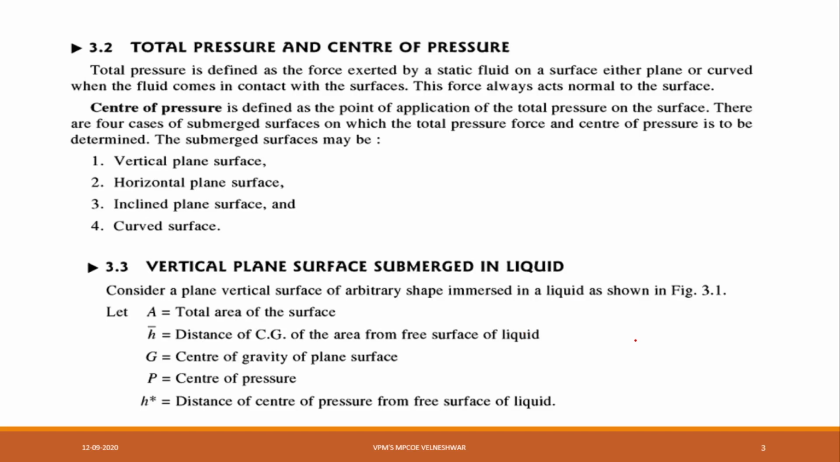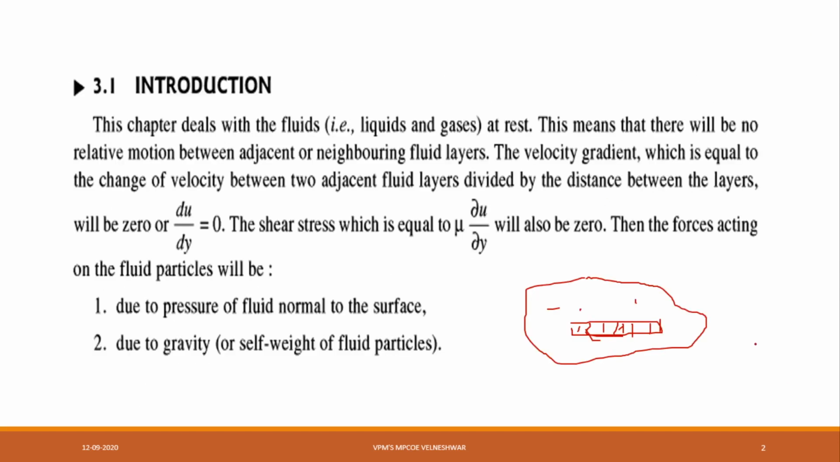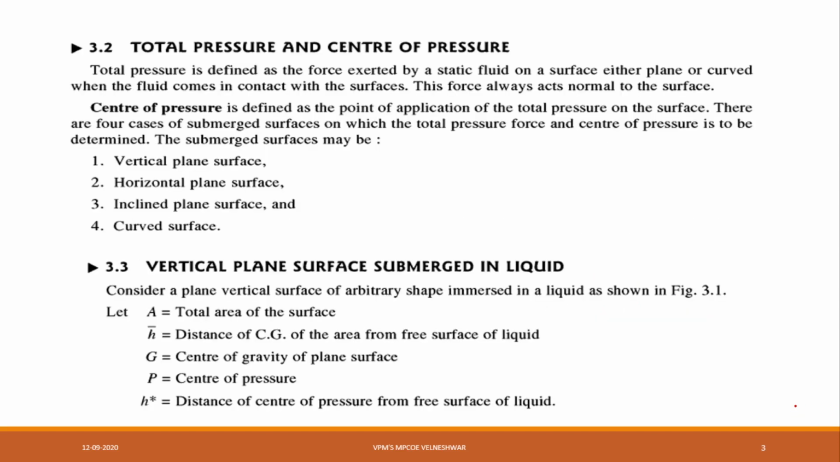Next is center of pressure. Suppose the strip is at the 3/4 location from the top of the body. Then we also have to notice the pressure at that point, that is the center of pressure. Total pressure is the pressure in the surroundings of our strip.